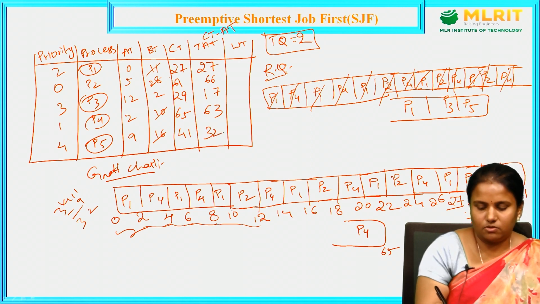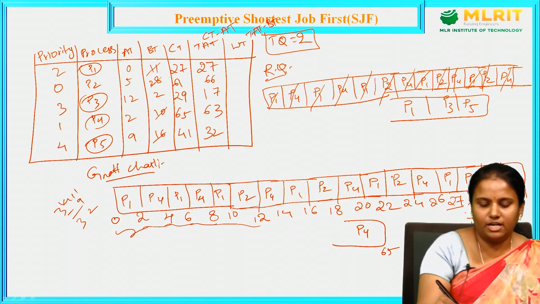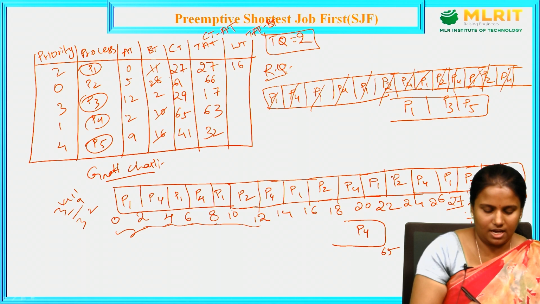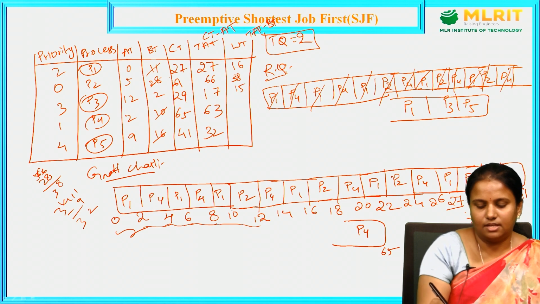32. So what is the waiting time? Turnaround time minus burst time. So 27 minus 11 is 16 and 66 minus 28 is 38. Again 17 minus 2 is 15. 63 minus 10 is 53. 32 minus 16 is 24.